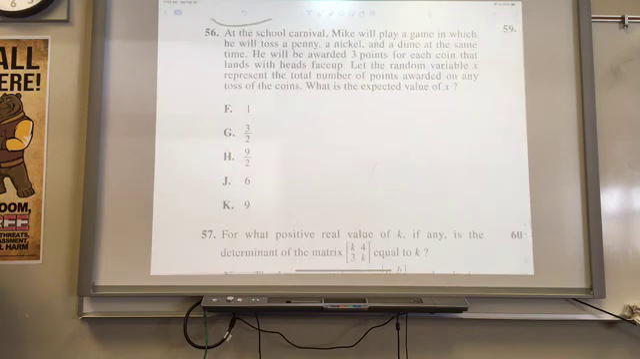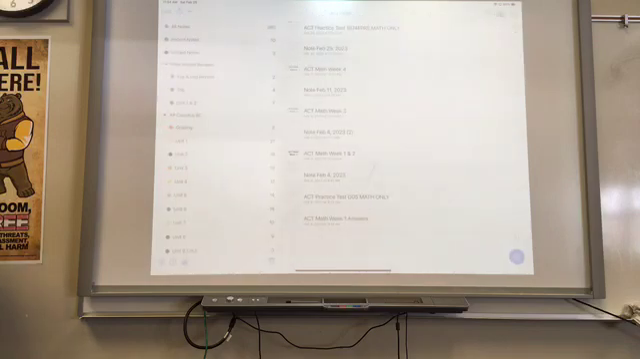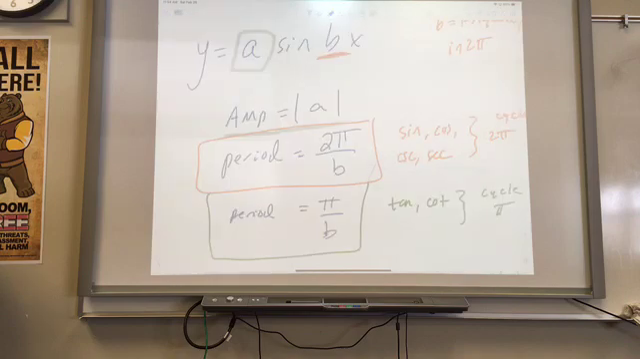Okay. This one, you guys are going to like this. I'm going to teach you what expected value is. Expected value and probability. This is kind of fun, actually.